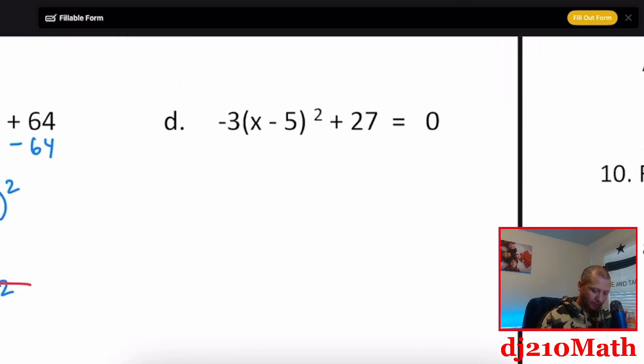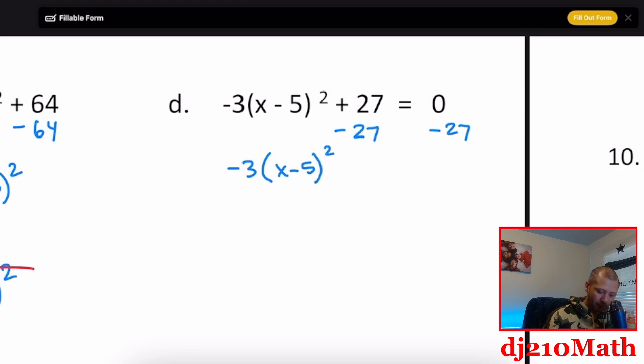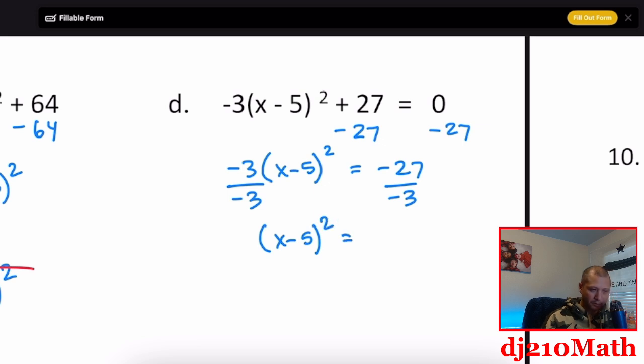Okay, last one for this section. I'm going to subtract 27 from both sides. So we have negative 3 times (x minus 5) squared equals negative 27. I'm going to divide both sides by negative 3. So this is going to be (x minus 5) squared is equal to negative divided by negative is a positive. 27 divided by 3 is 9.